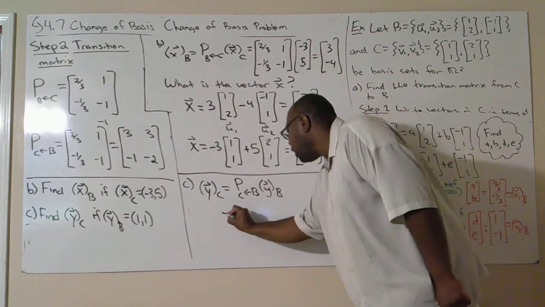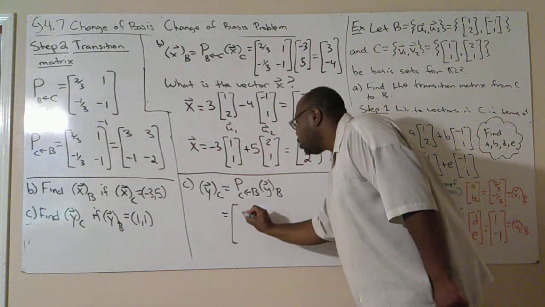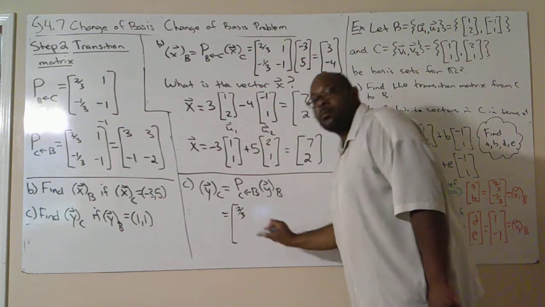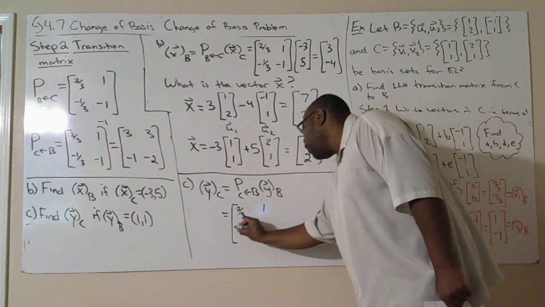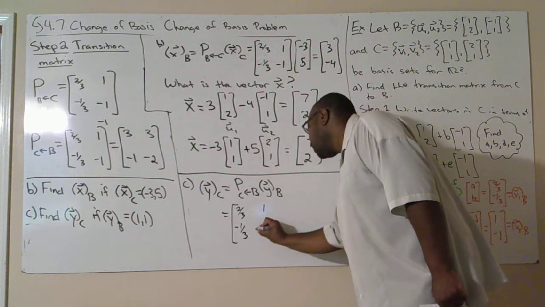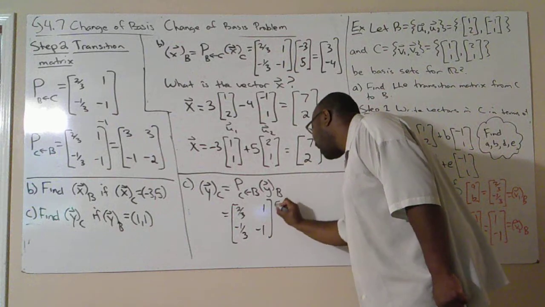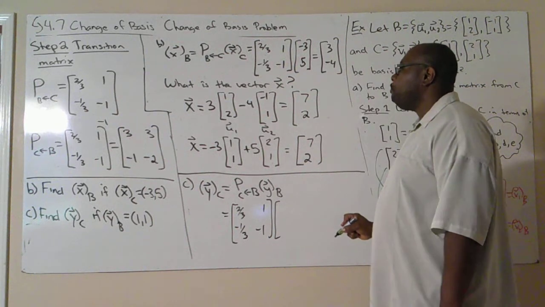I'll put it down here. I have 2/3, 1, negative 1/3, negative 1, times y relative to B, 1, 1.